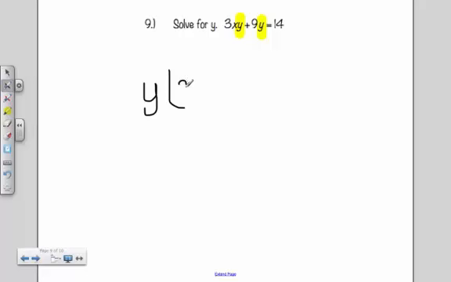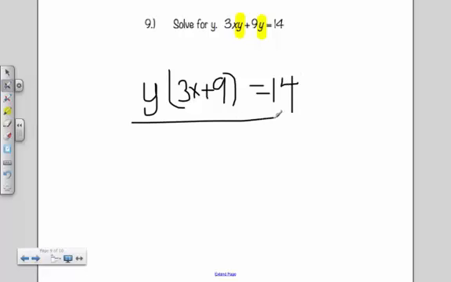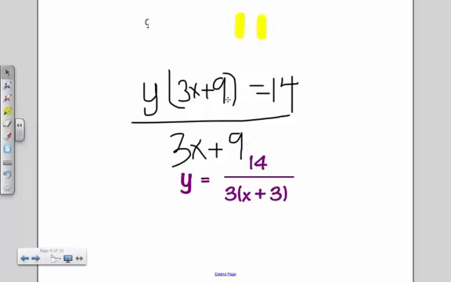So I end up getting 3x plus 9, the entire quantity multiplied by y, is equal to 14. Again, divide everything through by 3x plus 9. And that gives me my final answer of 14 over 3x plus 9.